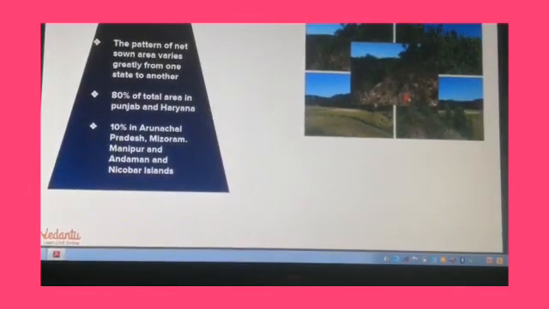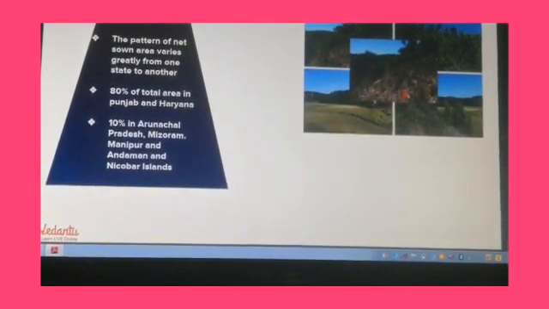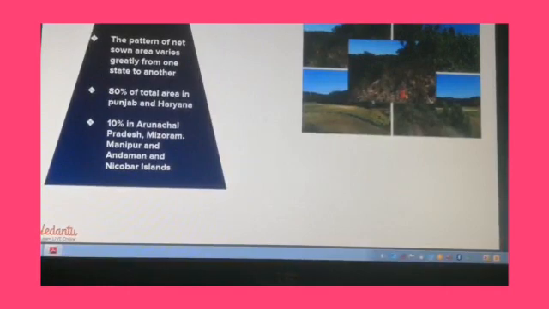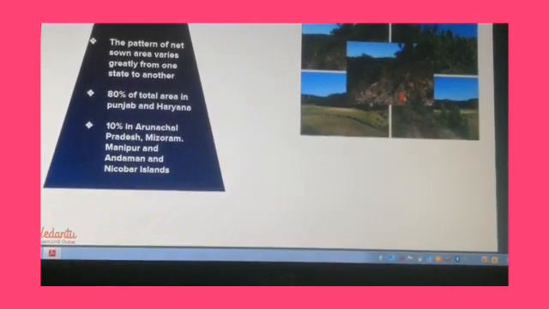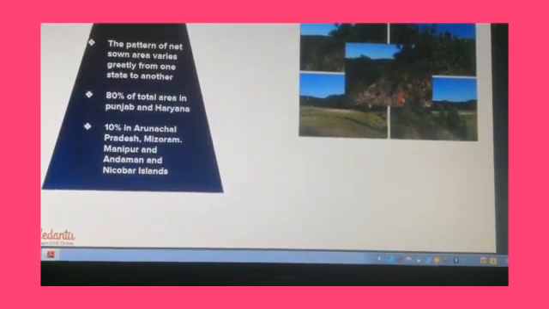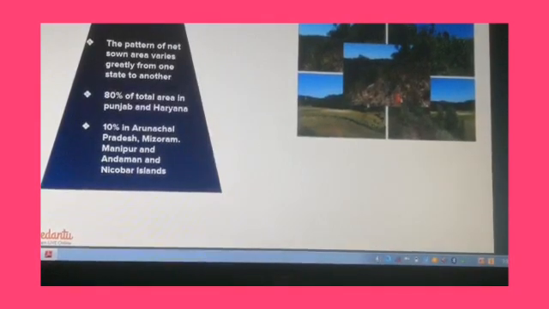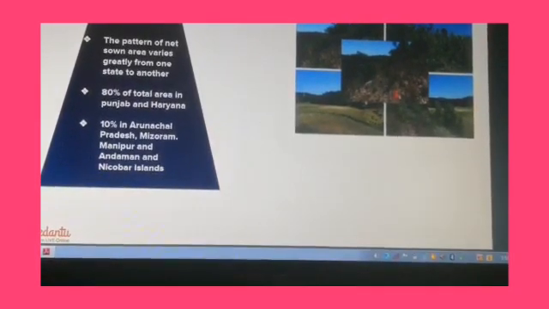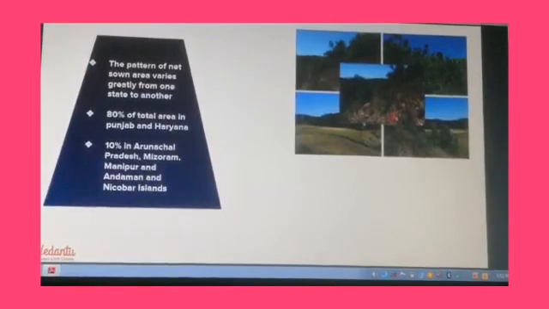The pattern of net sown area varies greatly from one state to another. It is 80% of the total area in Punjab and Haryana, and 10% in Arunachal Pradesh, Mizoram, Manipur, and the Andaman and Nicobar Islands.